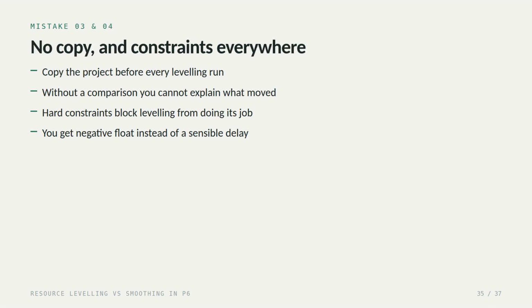Number 3. No saved copy. I've said it already, but it's the one people skip. Number 4. Constraints everywhere. Hard constraints block leveling from doing its job. So instead of a sensible delay, you get negative float and a program reporting it's late for reasons that have nothing to do with resources. Clean the constraints out first, then level.